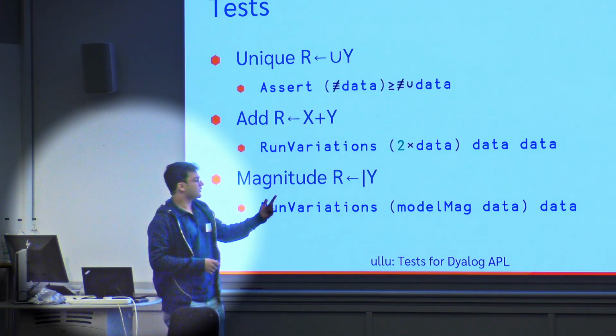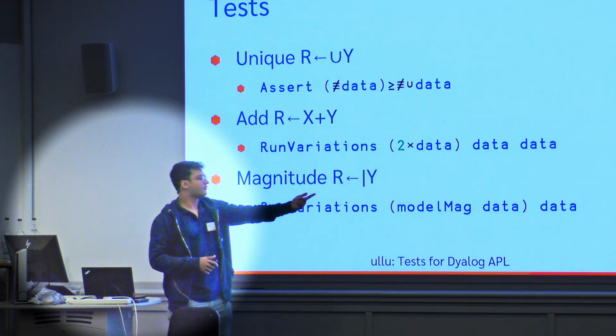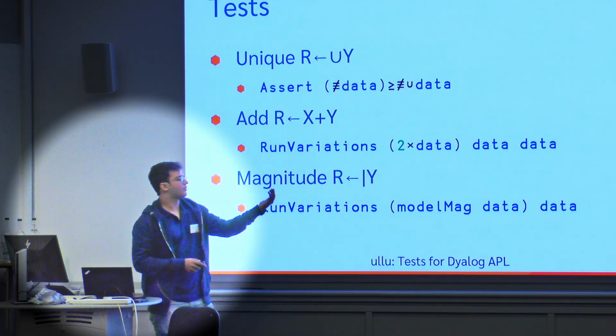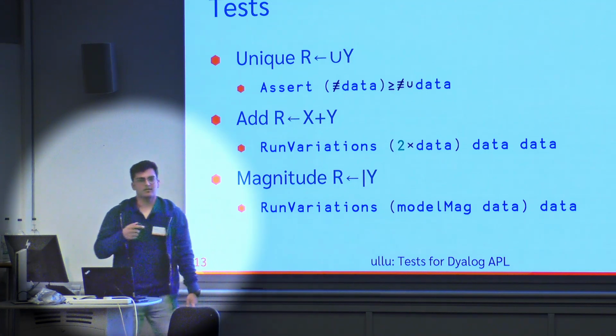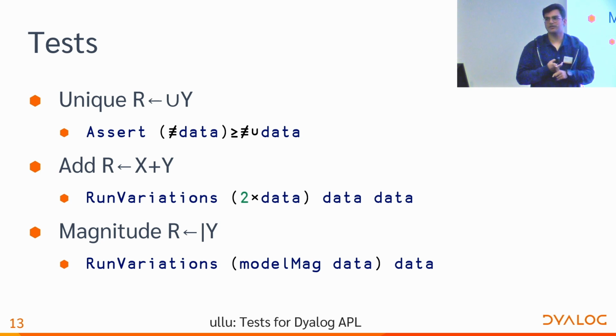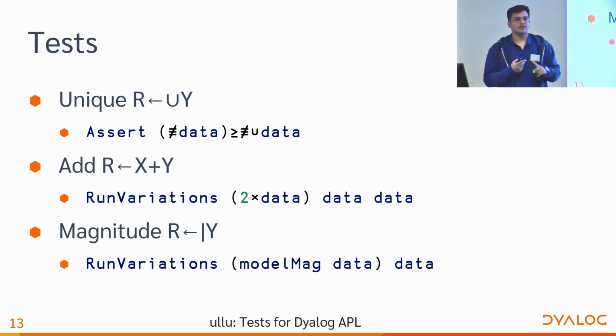Magnitude uses a model for this. We have data that we put in there and we evaluate it with the model of magnitude that was there in the previous slide. This data consists of all of the data types that exist in Dyalog APL, and it is also modified, which I'll talk about later. There's fixed data that we use for the initial tests that consists of all of the data types.